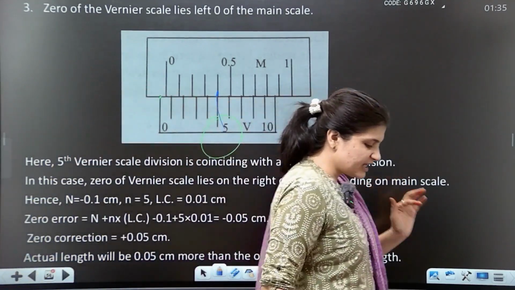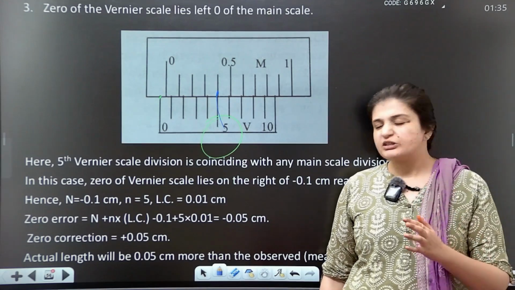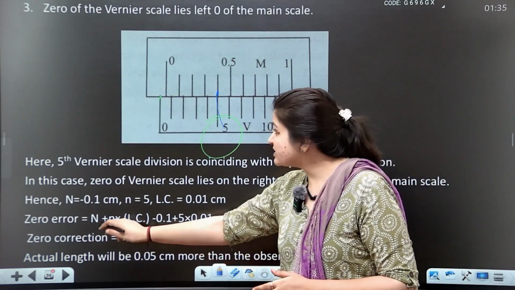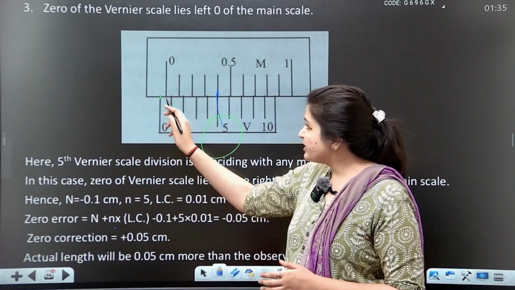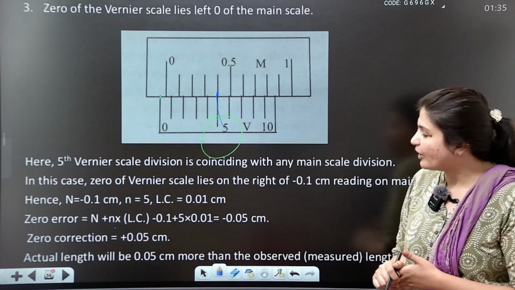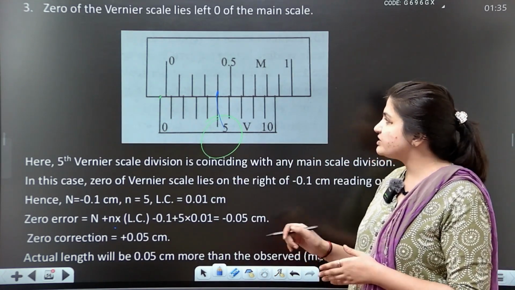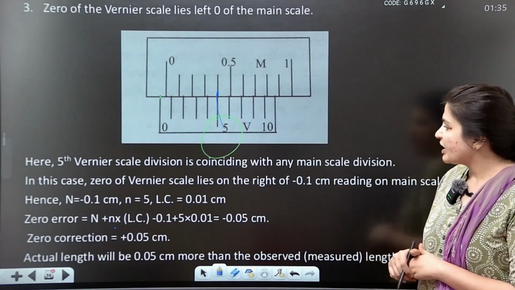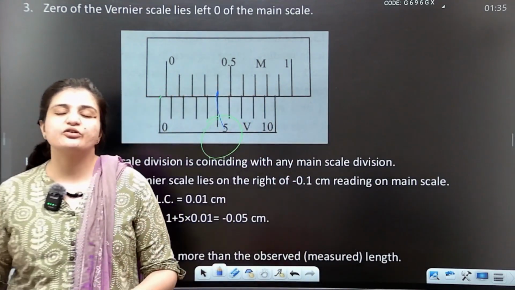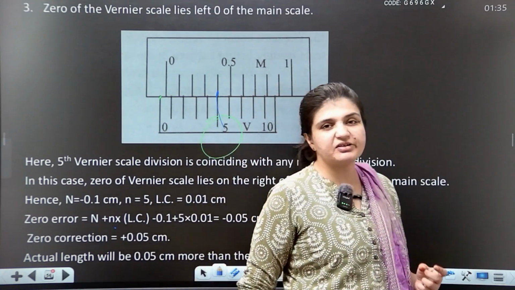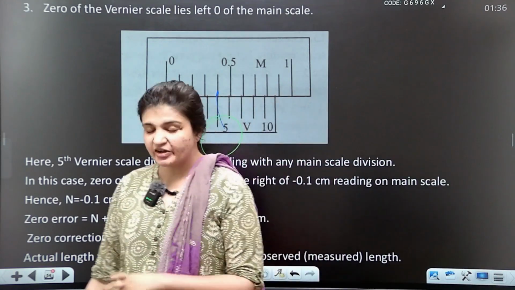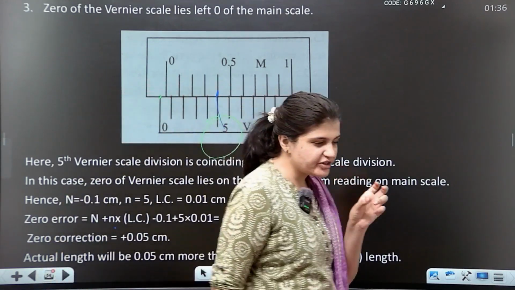Similarly we can find the zero error. This is negative: it is -1 plus 5 into 0.01, where the fifth division is coinciding. So in this case the actual length will be 0.05 greater than the observed value. So students, we have gone through the concept of zero error.